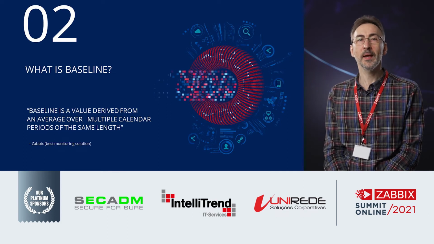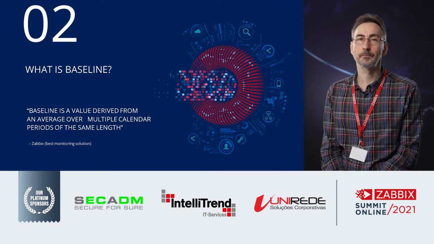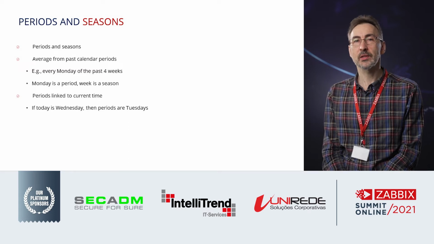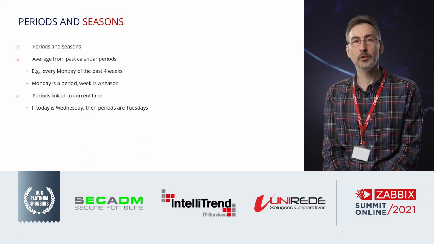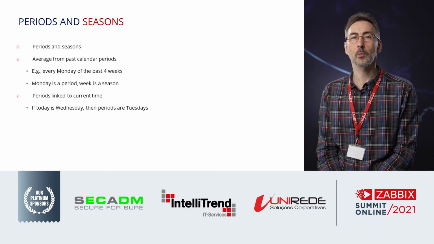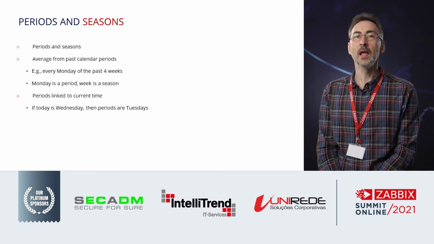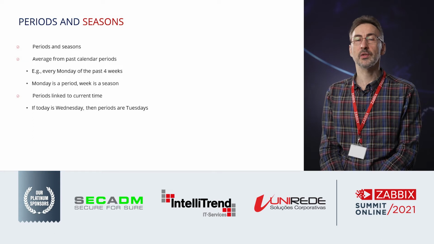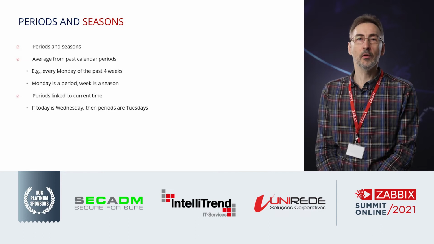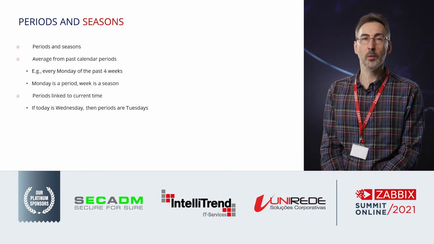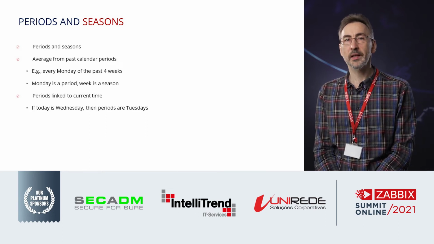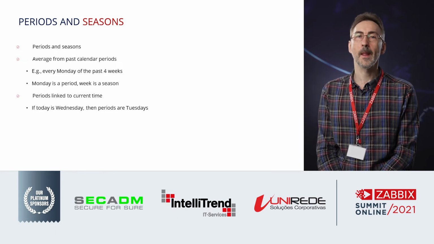Let's have a look at the main properties of baselines in Zabbix. To work with baselines, we need two notions, period and season. In this context, the word period means the actual time frame we use for calculations, whereas season is a time segment where the period is located. Baselines are calculated from calendar periods. For instance, if today is Tuesday and we want to calculate a baseline for a previous day over the past 4 weeks, then we will take an average of 4 Mondays, one per week.